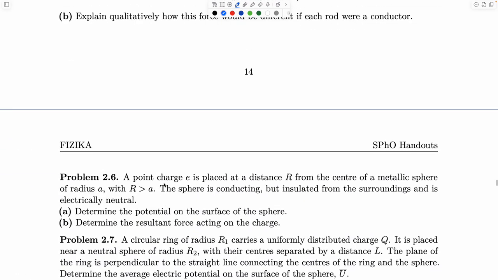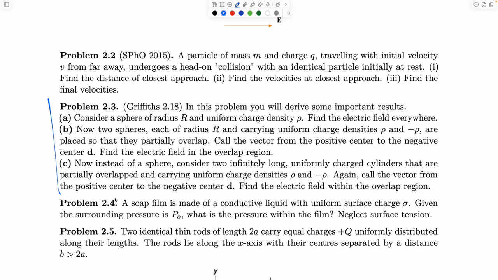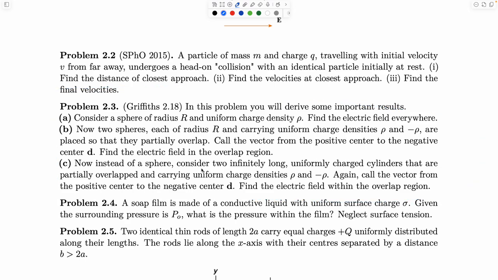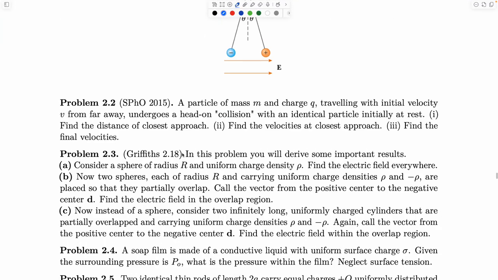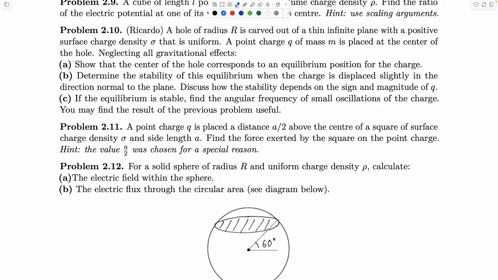Anyways, the questions here are definitely harder than SPhO nowadays. The type of stuff you can expect is like 2.3. This kind of stuff could definitely come out for SPhO nowadays. Other than that, it's all not that easy, bro. So yeah.